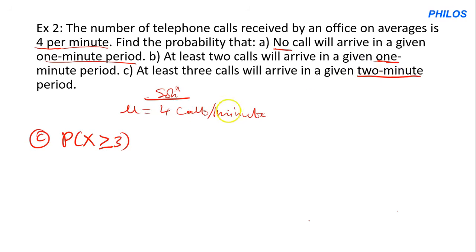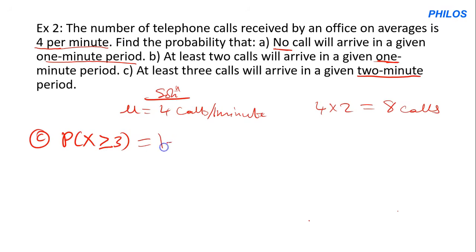So for that matter, your mean is going to change. If 4 calls arrive in 1 minute, then in 2 minutes it should be 4 times 2, isn't it? That will give us 8. So that will be 8 calls. 4 calls arrive in 1 minute. So in 2 minutes, the mean should change. Okay. So it should be 4 times 2. That will give you 8 calls. Okay. So our new mean is 8. It's not going to be 4 anymore. So to solve it, you have to be very careful.